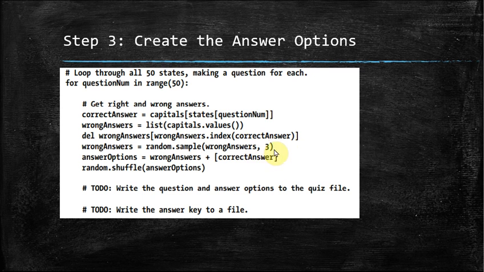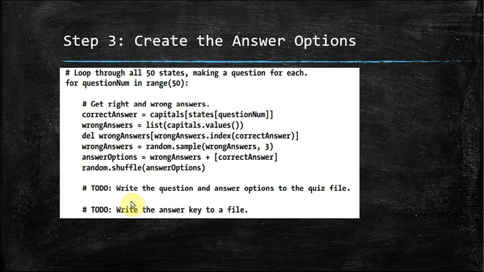Those other three wrong answers, plus the correct one, make a total of four options: A, B, C, D. So one will be the correct answer and the other three will be the wrong answers. That is how we are going to display it here: wrong answers plus correct answer, that is your answer options. So in total you will have four options. Those four options, you are using random dot shuffle to shuffle them.